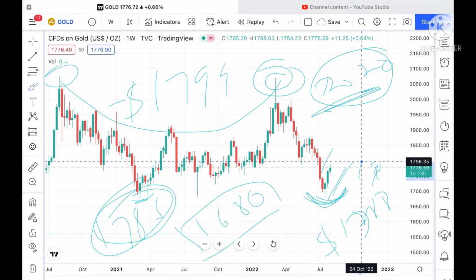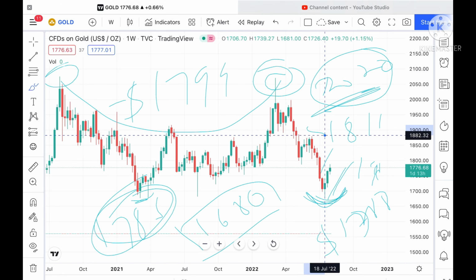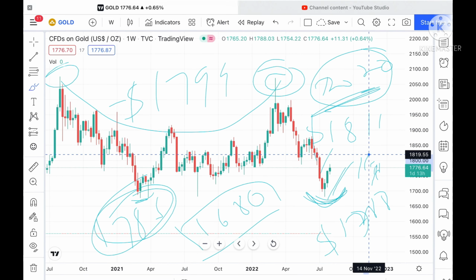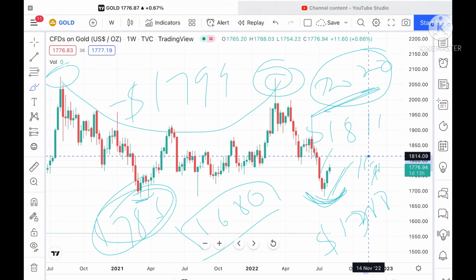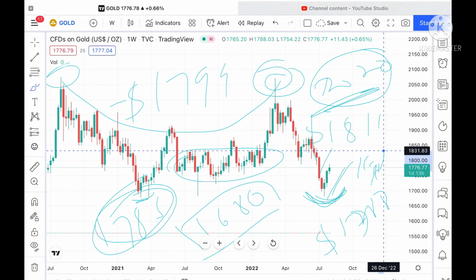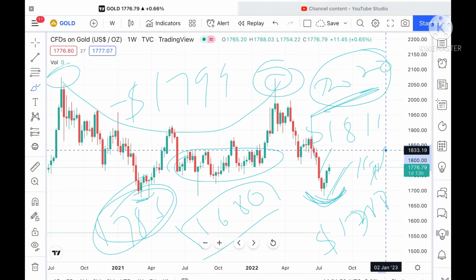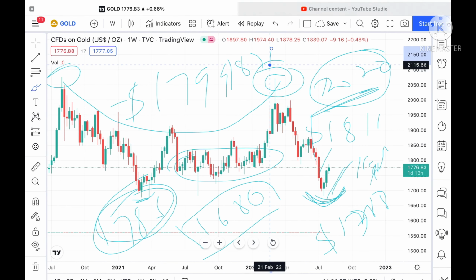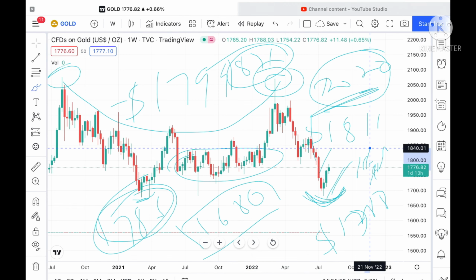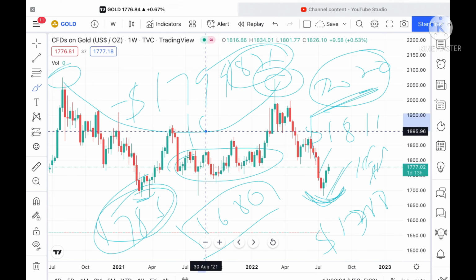If the price goes above that level, there is a high probability we can see $1811. All these resistances have mostly been tested twice and have become weak resistances, so the probability is very high it can go further upside and touch $1831. After 1811 we can see $1831, and from there it can go further upside towards $1846.